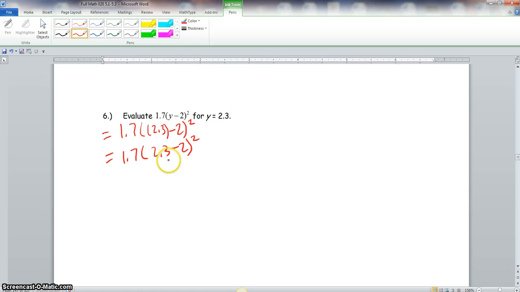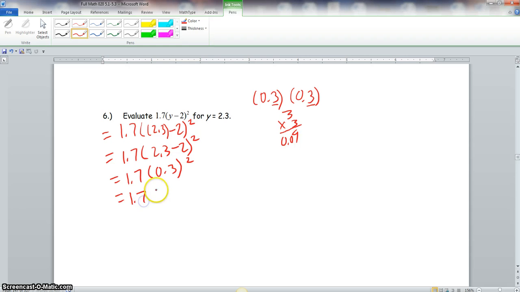Now 2.3 minus 2 is 0.3. Now we have 0.3 squared. We could go off to the side here and drop the decimal. Well, we know that this will be 0.3 times 0.3. We'll drop the decimal and it'll be 3 times 3, which is 9. Now, we have 2 digits behind the decimal here, so this will be 0.09. So this will be 1.7 times 0.09.